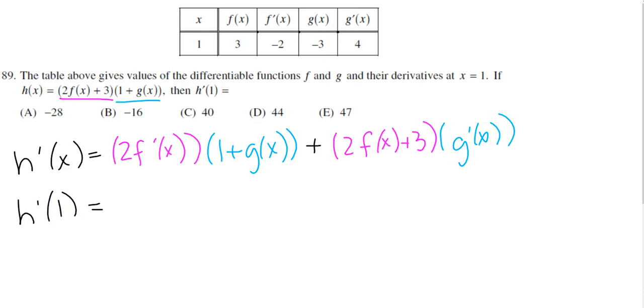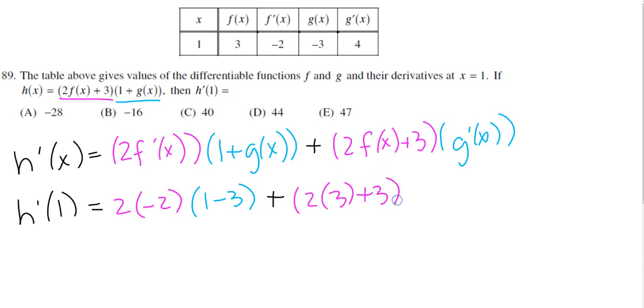So, let's see. F prime of 1 is negative 2. Here I've got 1 plus g of 1 is negative 3. F of 1 is 3. And g prime of 1 is 4. Okay, so now we'll clean this up a little bit here.